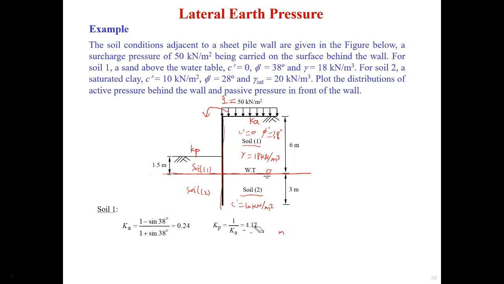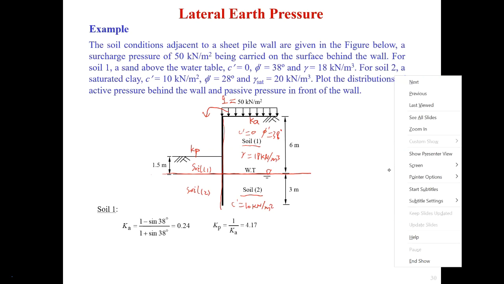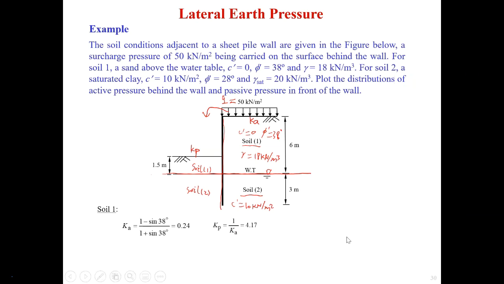Kp, that's the reverse of Ka. Or if you would like to do the calculation, Kp equals one plus sine phi divided by one minus sine phi. So that's the soil one. For soil two, we have a different friction angle, so that's 28 degrees. So we are able to calculate the Ka and Kp as well.